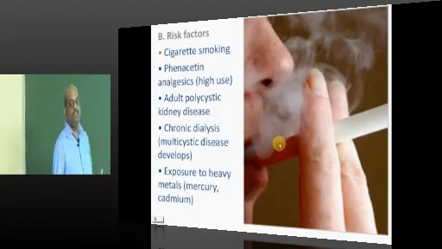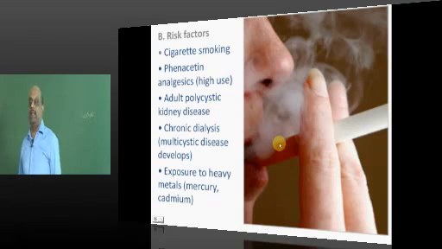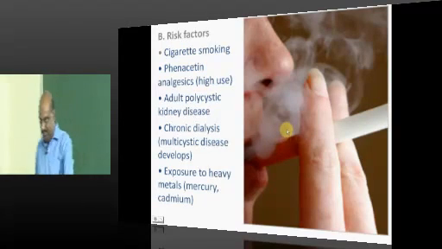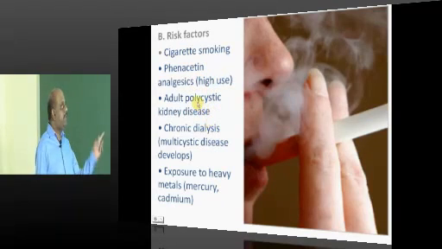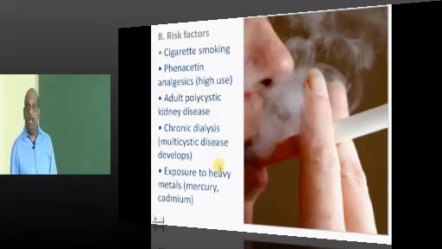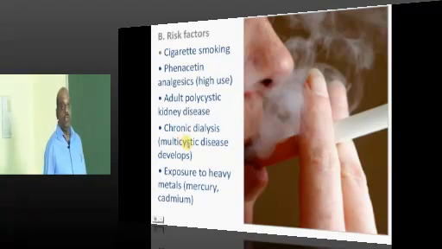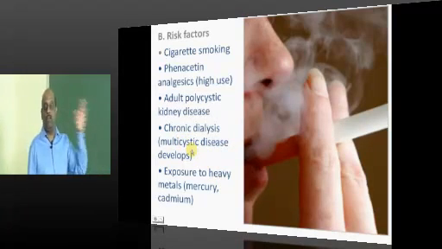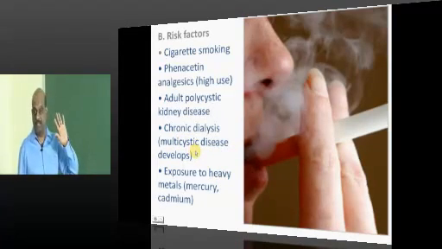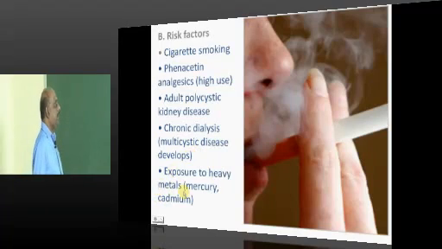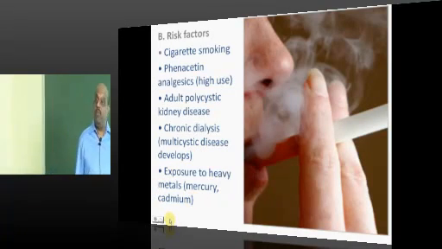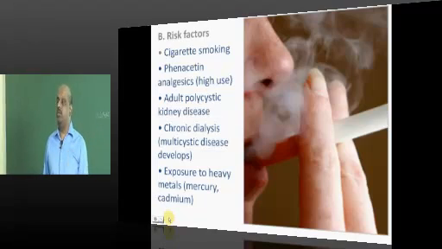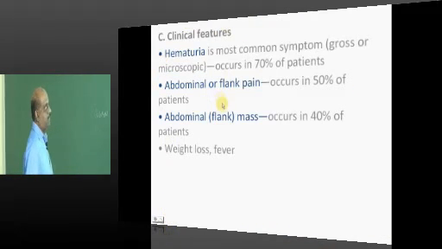What is the important risk factor for renal cell carcinoma? Don't forget, smoking is the most important risk factor. Those who take phenacetin, ADPKD-like conditions, those who are on chronic dialysis will develop dialysis-associated cystic disease and can develop it. And mercury, cadmium-like heavy metal exposure can also lead to the development of renal cell carcinoma.